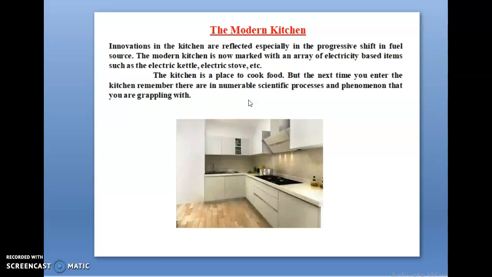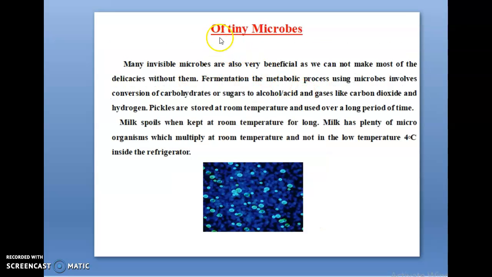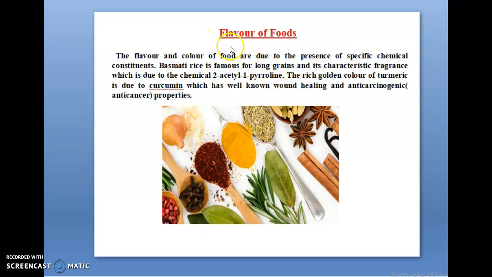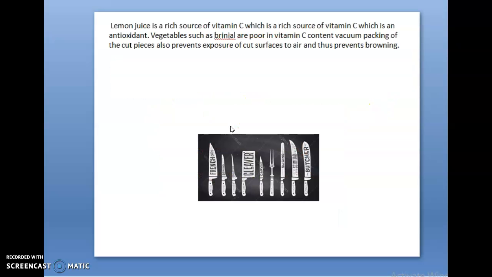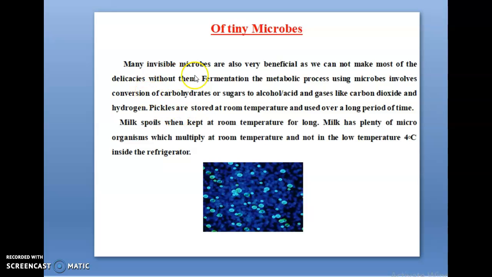Thanks for watching. You can see modern kitchens, how preparing and the tiny microbes and flavor of food items. You can see the flavor, color and food items; the presence of these is also one of the ingredients. What are the chemicals? 2-acetyl-1-pyrroline is present in that fragrance. You can see these and the tiny microbes.